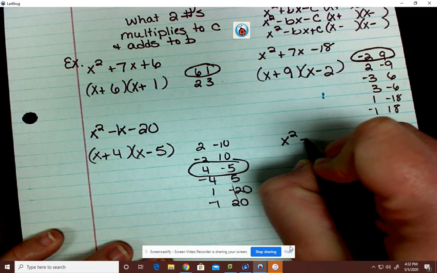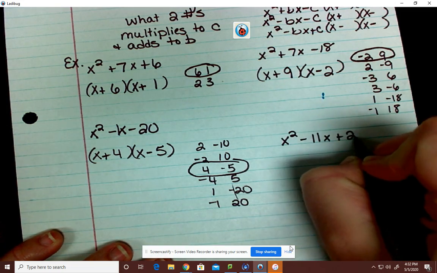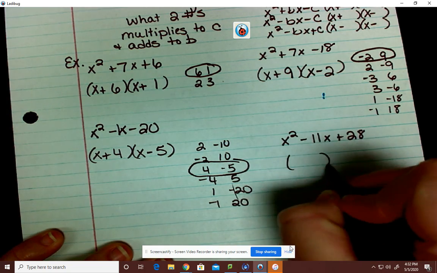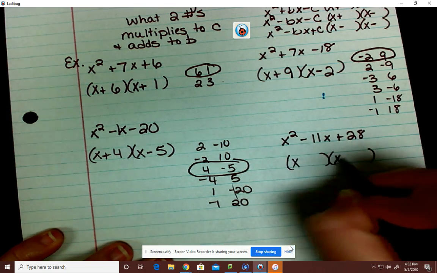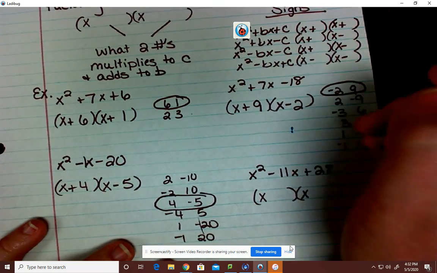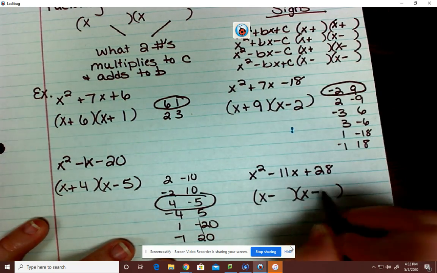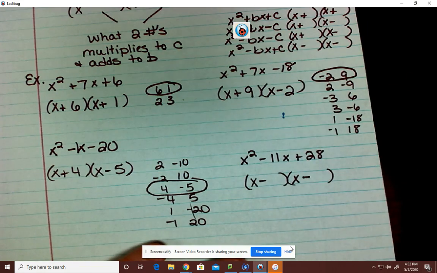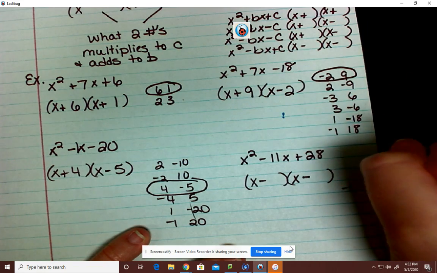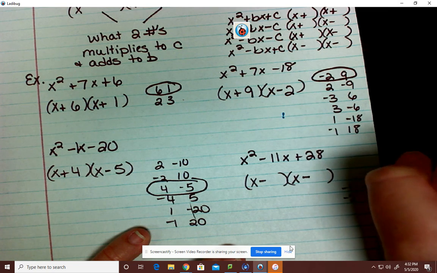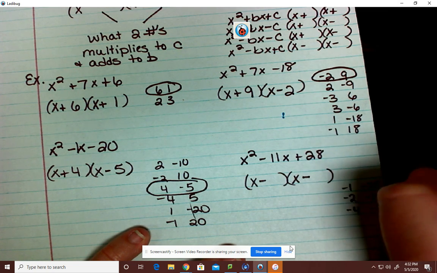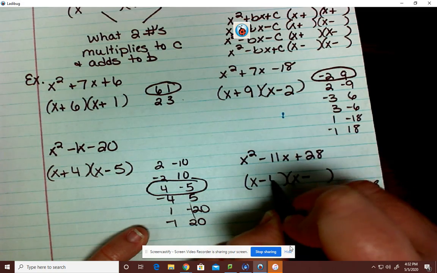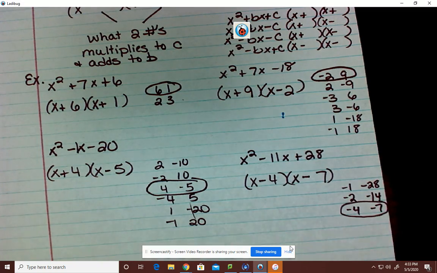Now let's do one more example. So x squared minus 11x plus 28. We put our two sets of parentheses, x and x. Cheat note for our signs, they're both going to be minus. And then we need things that multiply to 28 and add to negative 11. They're both negative. So negative 1 and negative 28, negative 2 and negative 14, negative 4 and negative 7. So what adds to negative 11 is negative 4 and negative 7.